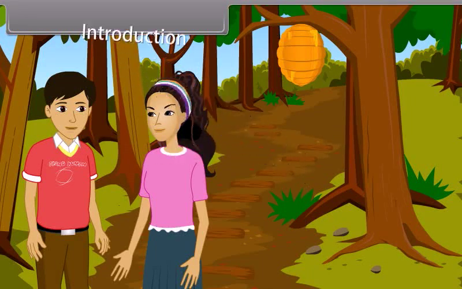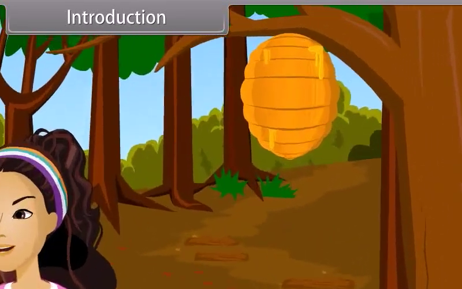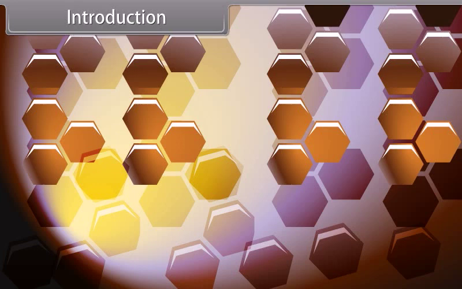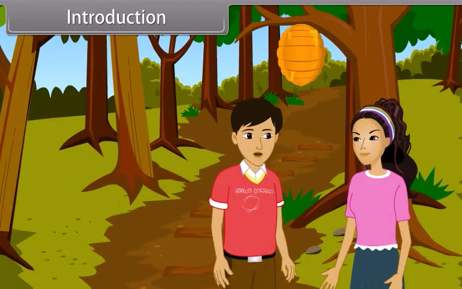Introduction. See those holes on honeycomb. Yeah, how beautifully the bees make honeycomb. Have you noticed the holes in that? They're in a pattern. Hey, yes, they form a pattern. In nature we can find so many things with patterns.